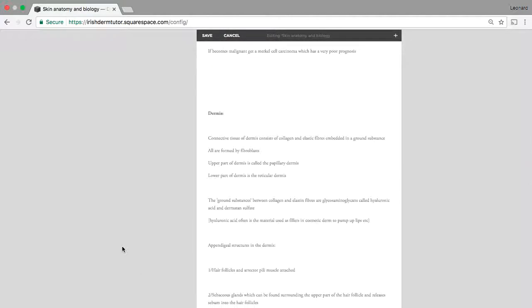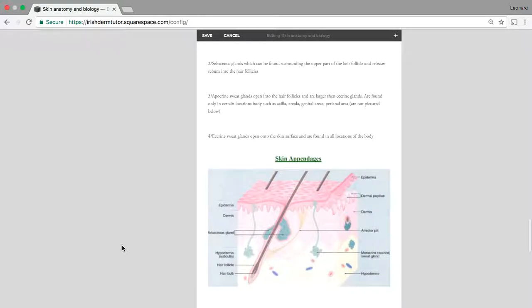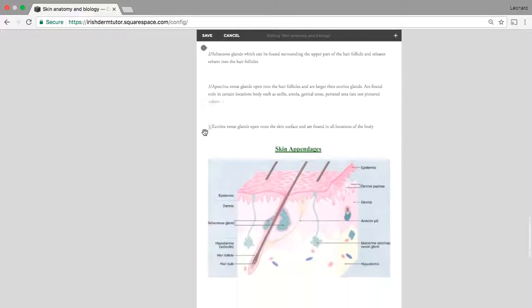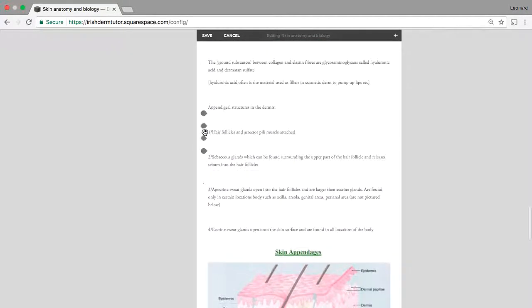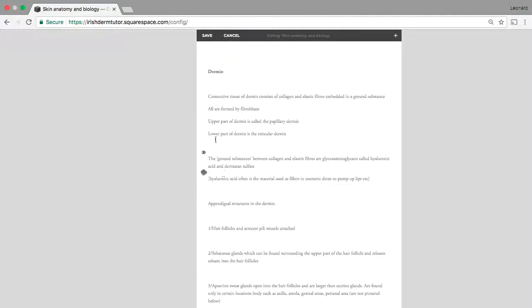So now moving on to the dermis. The dermis basically is the connective tissue, and it consists of collagen and elastic fibers, which are embedded within a thing called ground substance. And these collagen and elastic fibers are formed by fibroblasts. The upper part of the dermis is called the papillary dermis, and the lower part of the dermis is called the reticular dermis. And unfortunately, I actually don't have any good images of that, which I will get at a later stage.